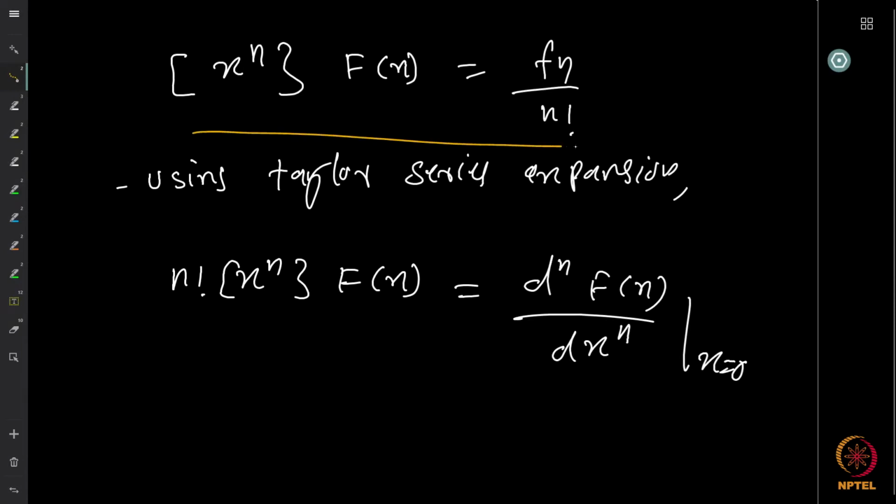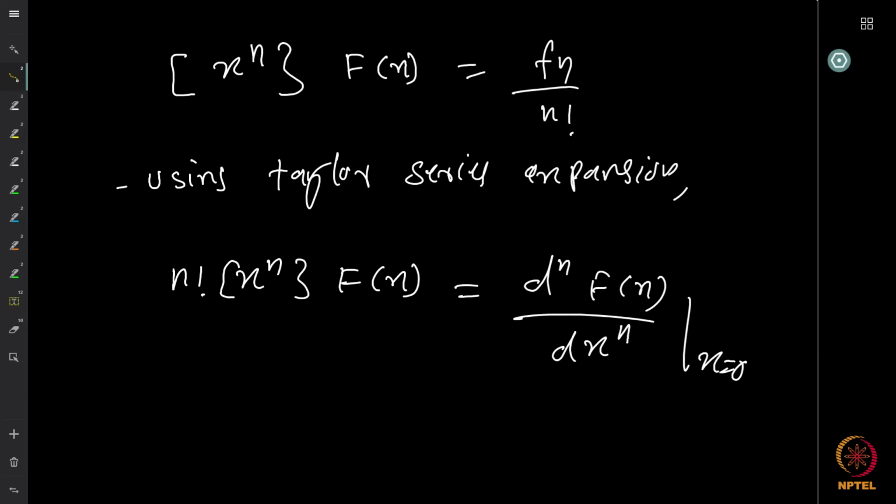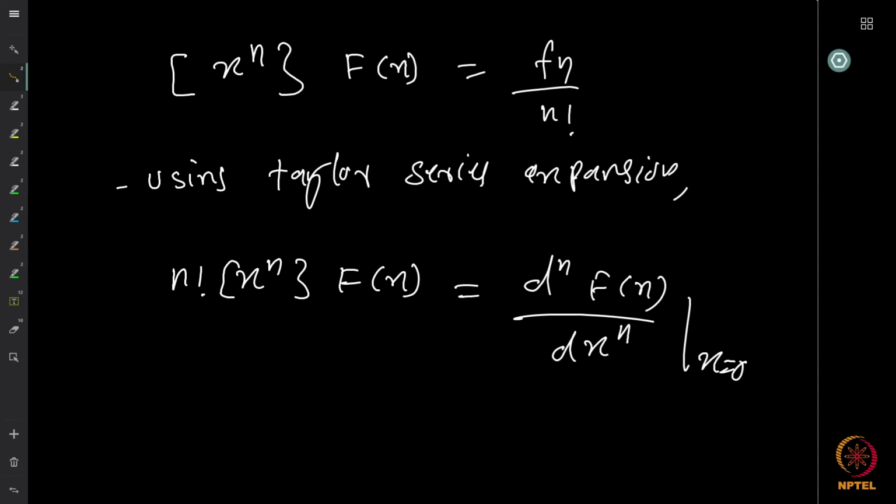This is basically using Taylor series expansion. Whenever you are given the function F of x, you can use Taylor series expansion and multiply by n factorial, looking at the coefficient of x^n in F of x. By Taylor series, that is the n-th derivative d^n F of x by dx^n evaluated at x equal to 0. Or if you want, you can say Maclaurin series; it doesn't matter. Expanding and evaluating at x equal to 0 gives you f_n.